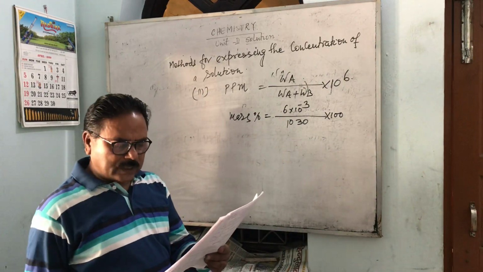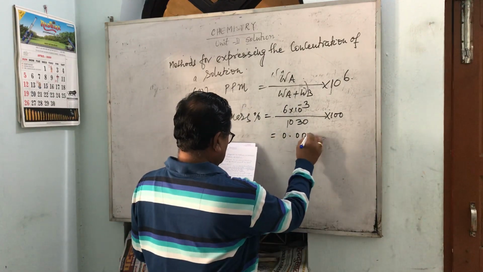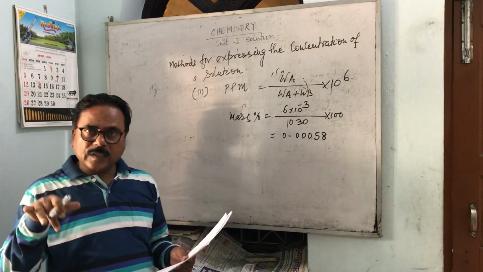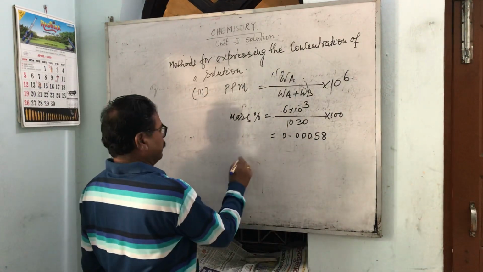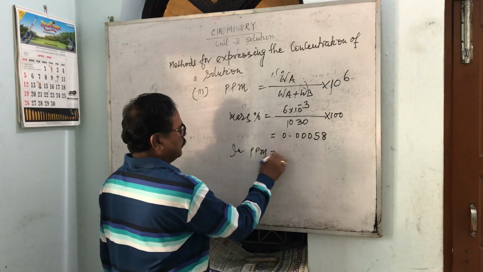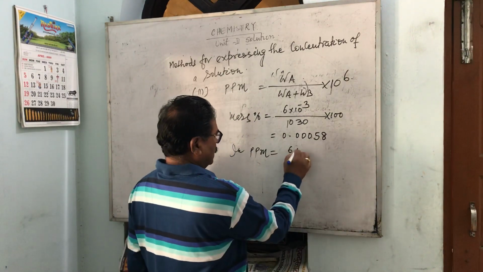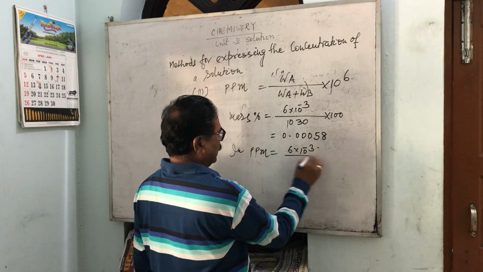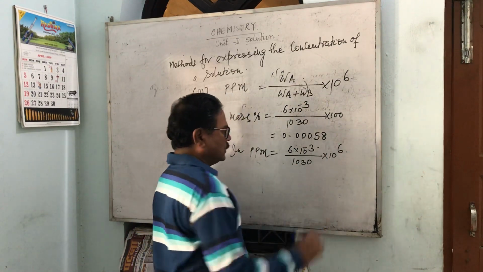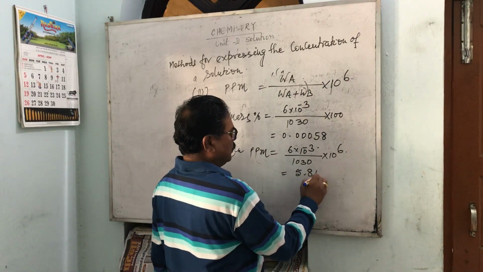So when we calculate it, it comes to be 0.00058 gram. Now if we express it in ppm, then it comes to be 6 multiplied by 10 to the power minus 3, divided by 1030 into 10 to the power 6. So it comes to be 5.8 ppm.